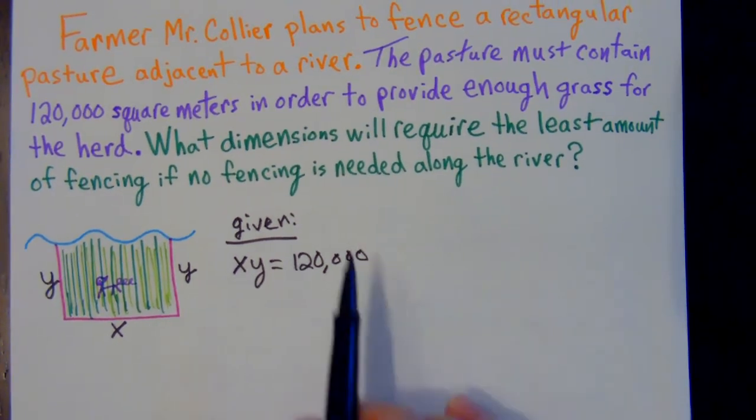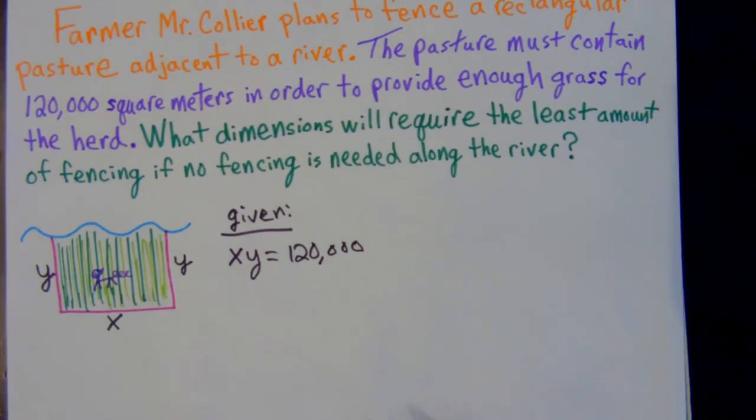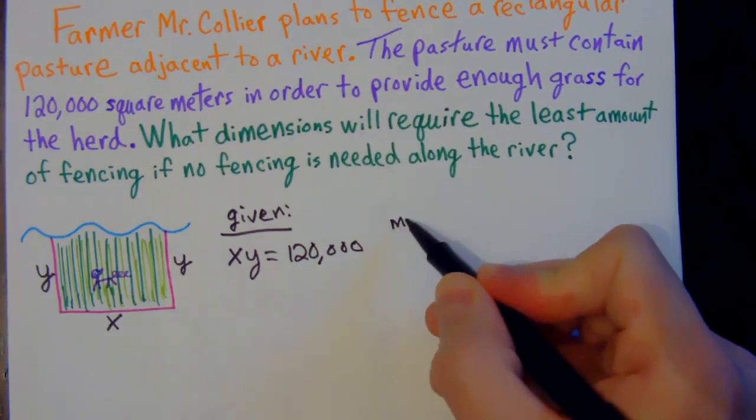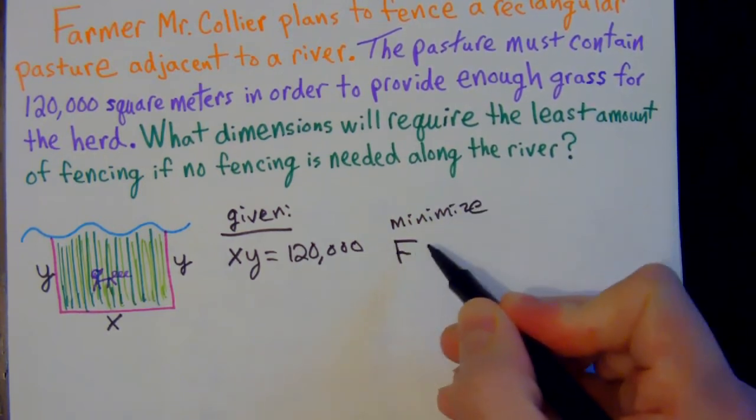And then it says we want to minimize the amount of fencing. The amount of fencing is a perimeter idea. So I want to minimize, I'm going to call it F for fencing.